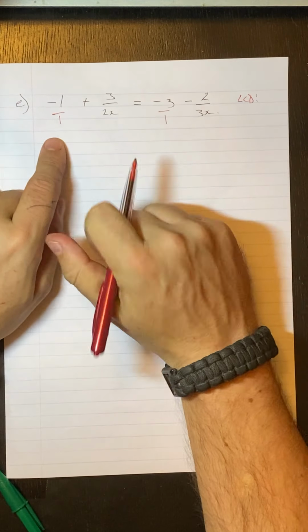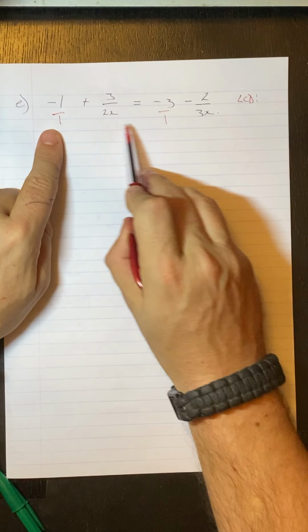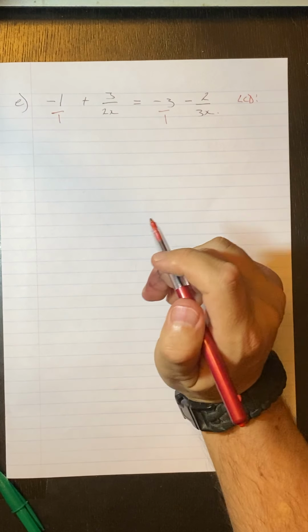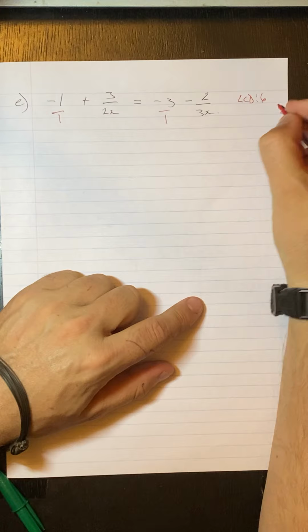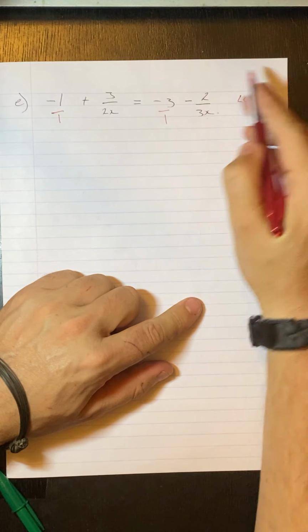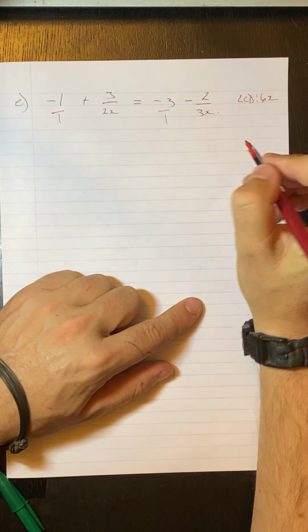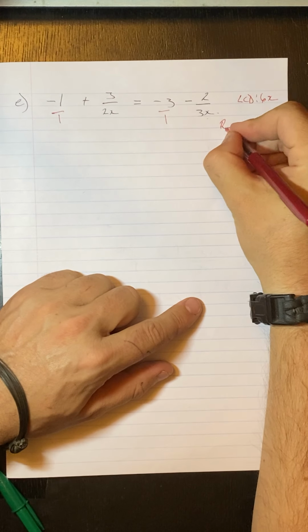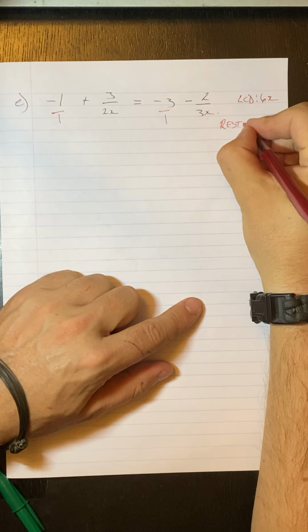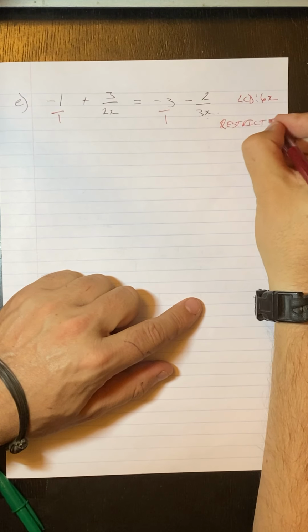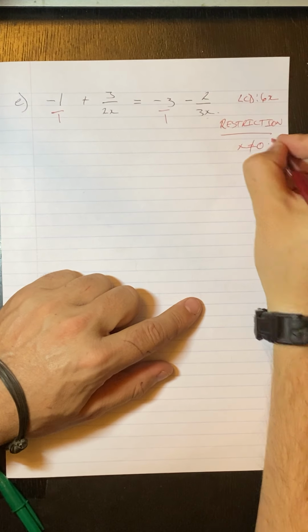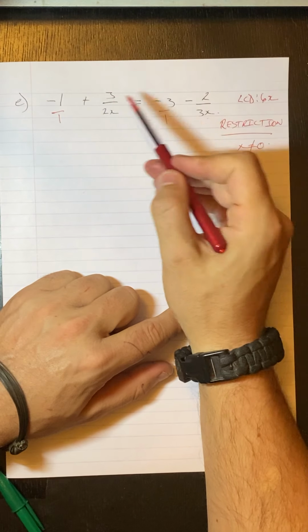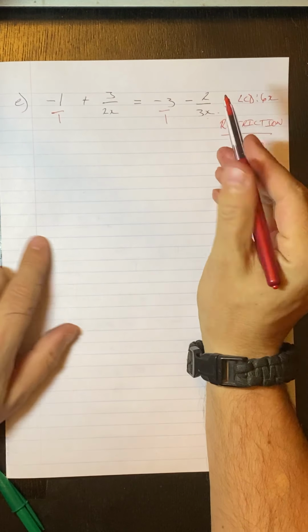Okay, look at the numbers first. What is the lowest number that 1, 2, 1, and 3 go into? Well, it's going to be 6. Has an x, no x's, so we need an x. I'm just going to list our restriction. X cannot be equal to 0. All right, multiply each term by our LCD.